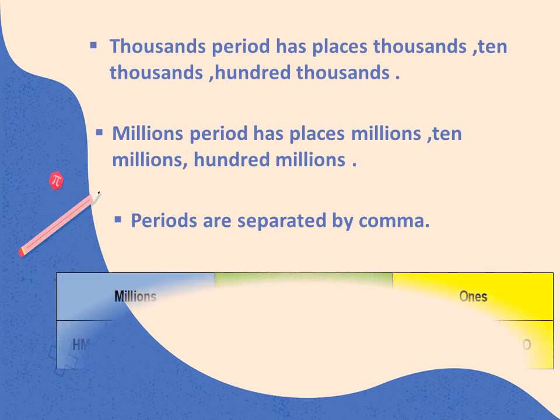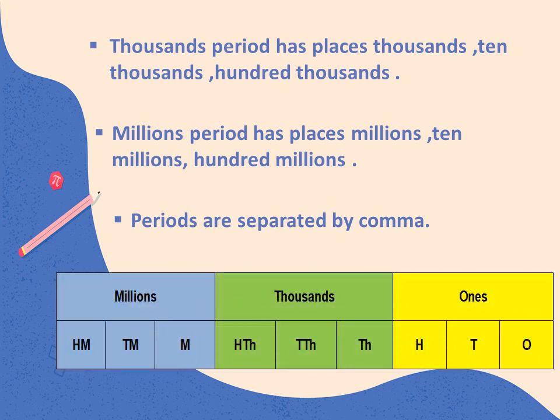This is the pictorial representation of the place value chart of the International System of Numeration. As I said, a number is divided into 3 periods, that is ones, thousands and millions. In the ones period, there are places ones, tens and hundreds, and the thousands period has thousands, 10,000s and 100,000s. Millions period has millions, 10 millions and 100 millions.